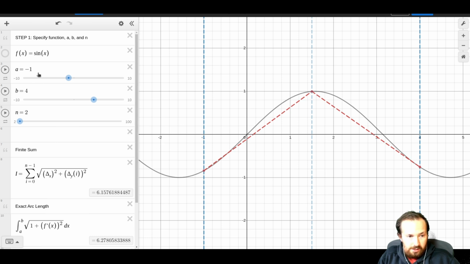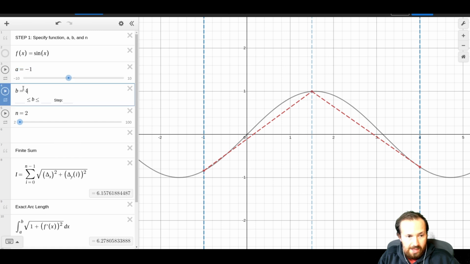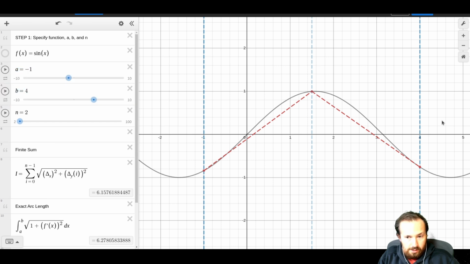Right now, you can see that I'm going between a equals -1, b equals 4. So that's what we're trying to find the arc length between, of the function sine of x. Here's the formula that we just figured out, basically. It's starting at 0 and ending, it basically just has an index shift. You don't have to worry about that. It's the same thing that we just did, actually.